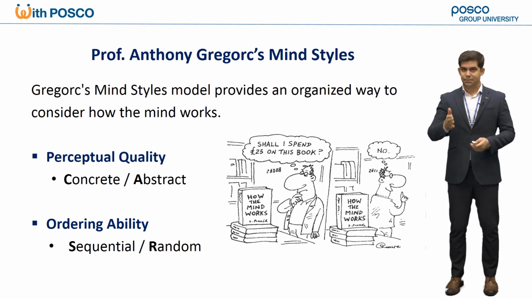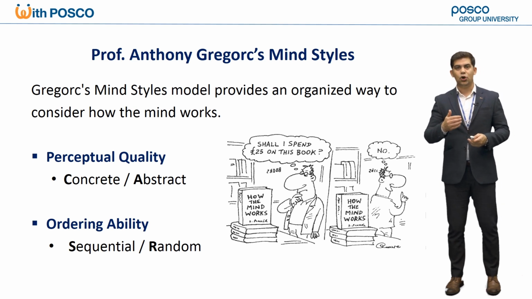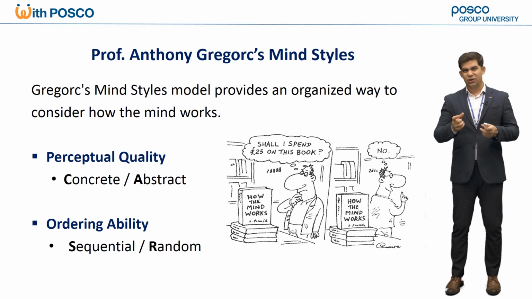Now, on the other hand, abstract is a quality that allows you to imagine. This is where you imagine and your thinking works in believing something to be true or false. On the other hand, you have something which is called ordering ability. Now, in this you have sequential style and random style of thinking.